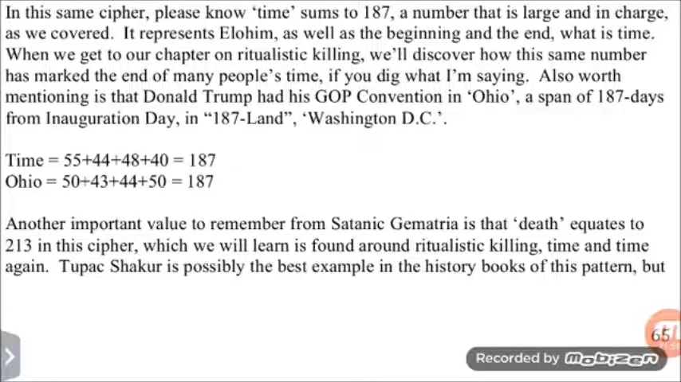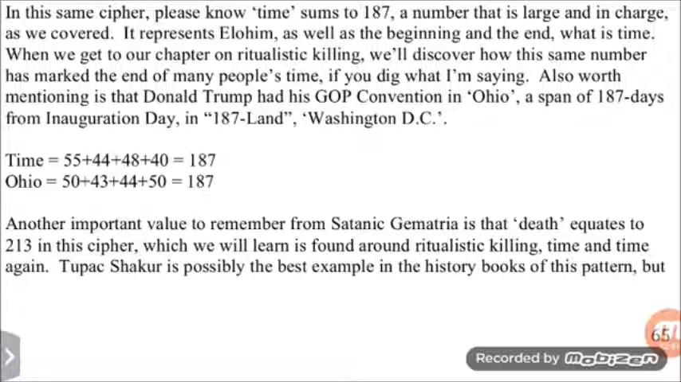Also worth mentioning is that Donald Trump had his GOP convention in Ohio, a span of 187 days from Inauguration Day, in 187 land, Washington, D.C. Time equals 55 plus 44 plus 48 plus 40 equals 187. Ohio equals 50 plus 43 plus 44 plus 50 equals 187. Another important value to remember from the Satanic gematria is that death equates to 213 in this cipher, which we will learn is found around ritualistic killing time and time again.